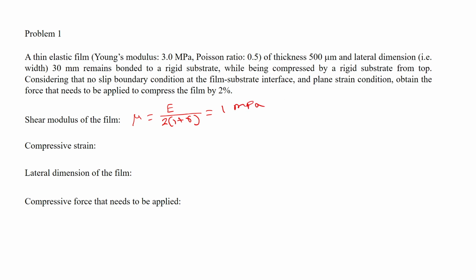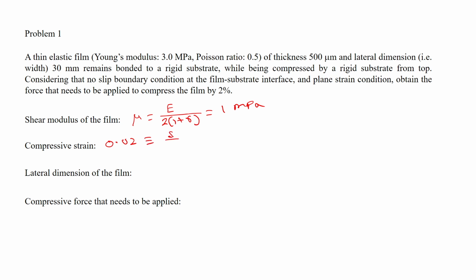So, compressive strain, and the dimension. It is bonded to a rigid substrate while being compressed by a rigid substrate from the top. Considering the no slip boundary condition at the film substrate interface and the plane strain condition, obtain the force that needs to be applied to compress the film by 2%. So, compressive strain is 0.02.